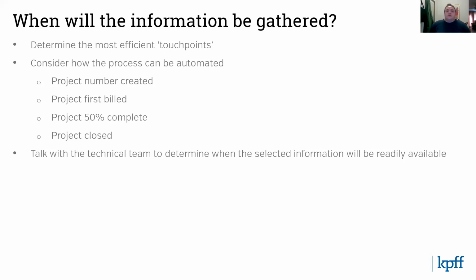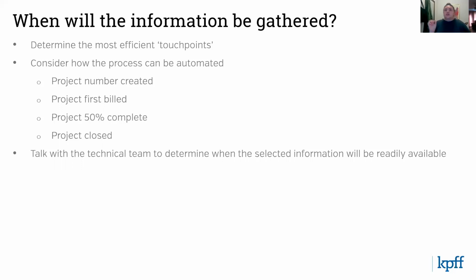So some of these are obviously very specific to your office, but here's just some ideas of how I thought that a process can be automated, some triggers that can happen in a project that can cause you or an email to automatically be sent to the technical team: when a project number is created, when a project is first billed, when a project is 50% complete or 75% complete, or however that would be helpful for your team, or when a project is closed.